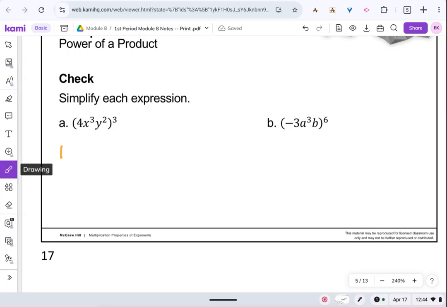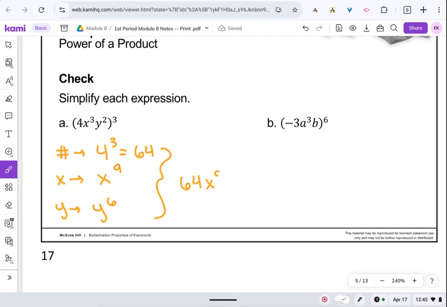All right, for the number piece, you should have 4 to the 3rd, which is 64. For the x, you should have x to the 3 times 3, which is x to the 9th. For the y, you should have y to the 2 times 3, which is 6. So our final answer for this one should look like so.